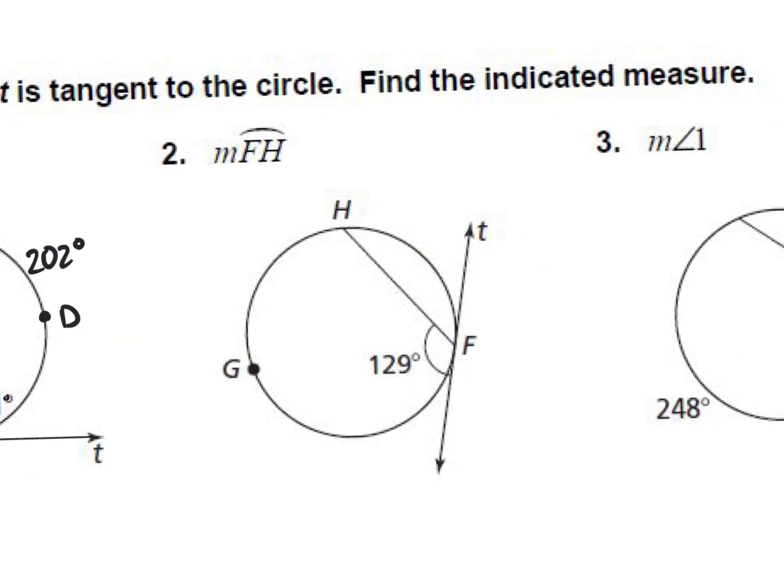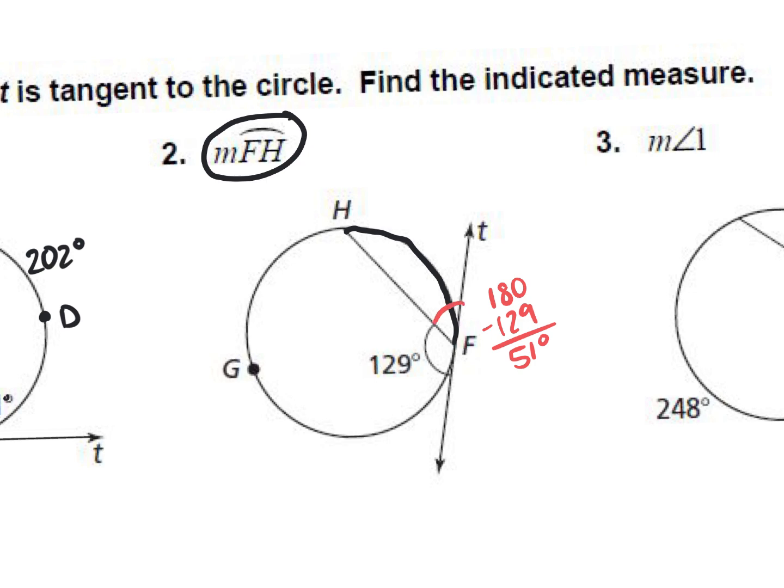Okay, the second example says FH. Again, must be what kind of arc? Minor. So FH, the minor arc, do you guys see how it's that piece right there? How do I find the measure of that piece right there? The measure of that arc. Gigi? Very good. Let's start with doing 180 minus 129. What does that give me? 51 degrees.